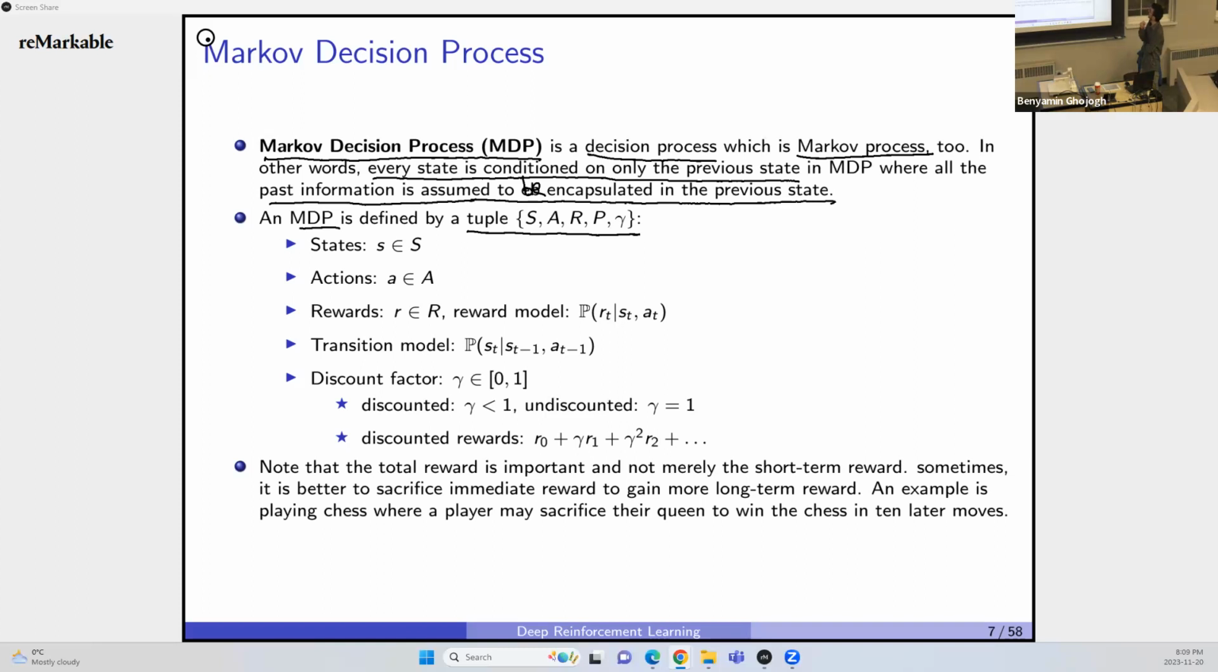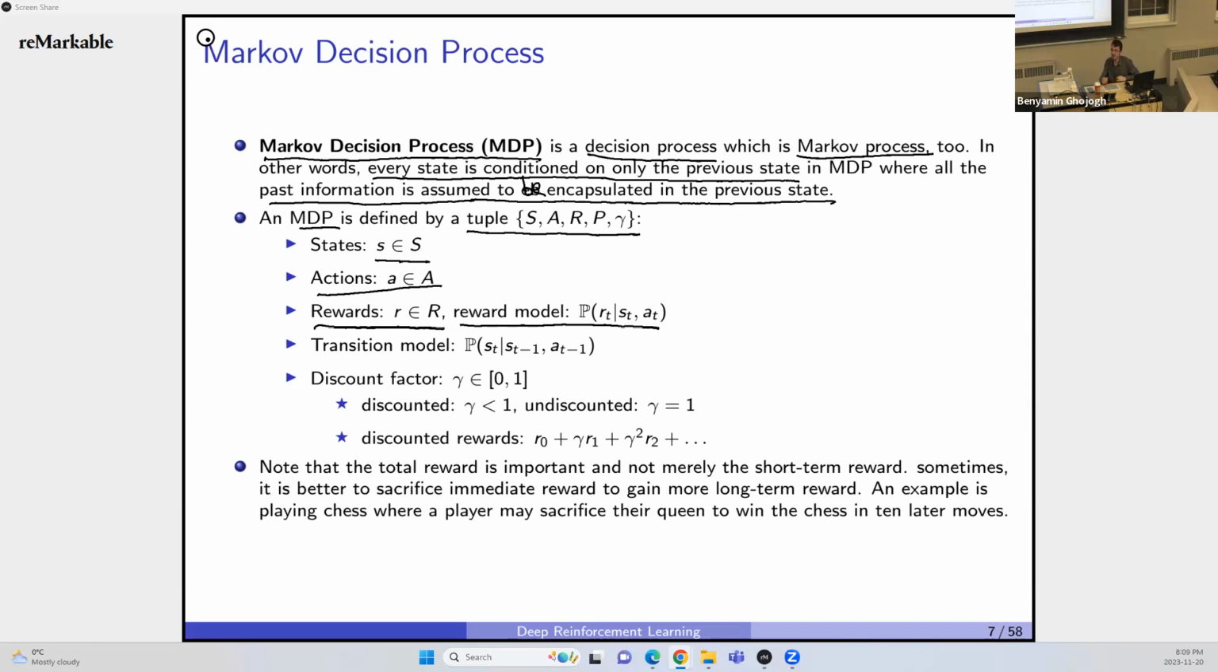S is a set of states. A small s means one state, and capital S means set of states. A is the set of actions, right? R is a set of rewards. And I have a reward model. What do I mean? The conditional probability of RT given ST and AT.